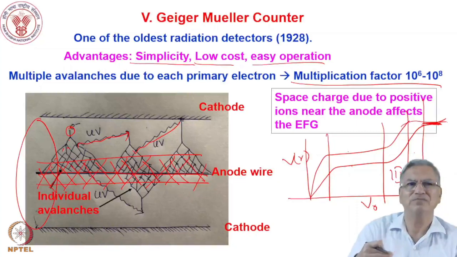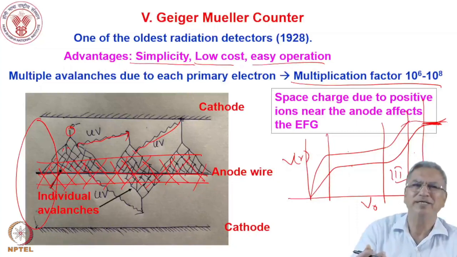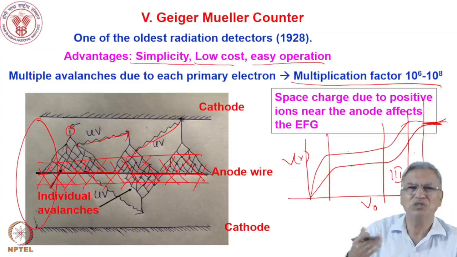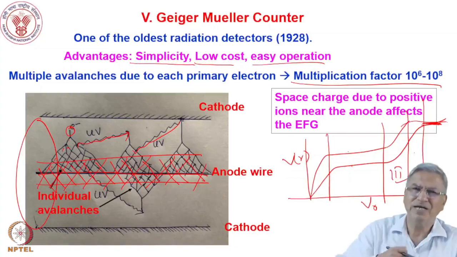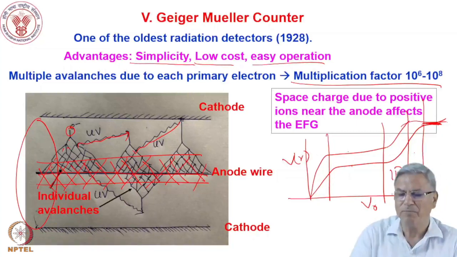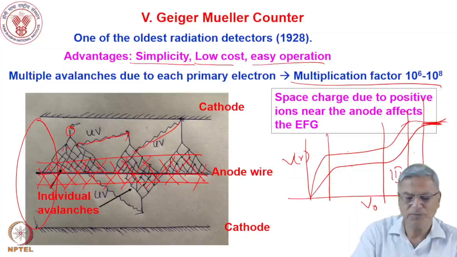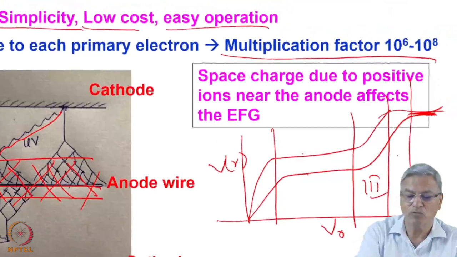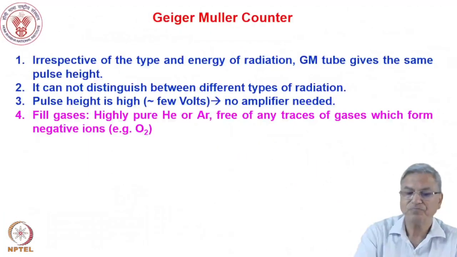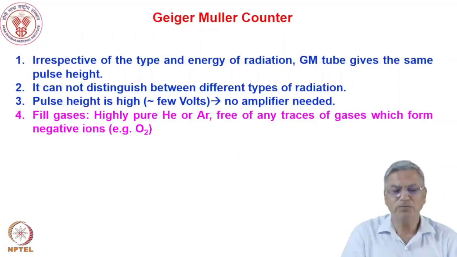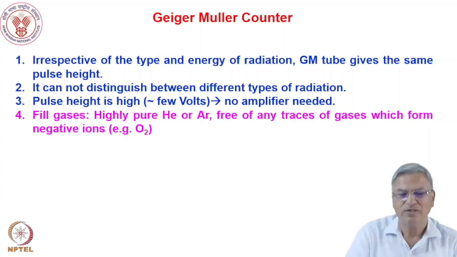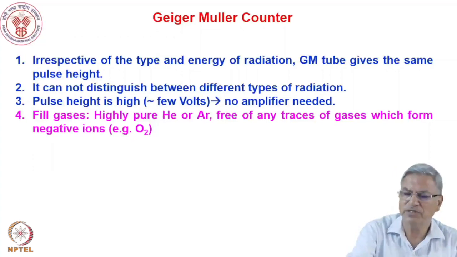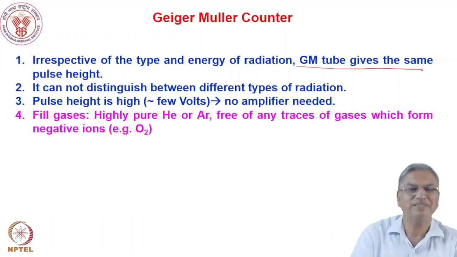So this in fact essentially explains why the Geiger-Müller counter cannot distinguish between different types of radiation, because until the time the space charge is being created, you are going on creating the avalanches. So that explains the simple functioning of the Geiger-Müller counter. Irrespective of the energy and type of radiation, the Geiger-Müller counter gives the same pulse height.